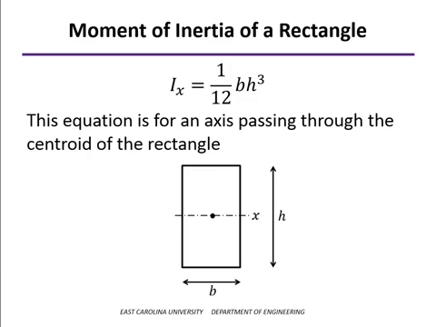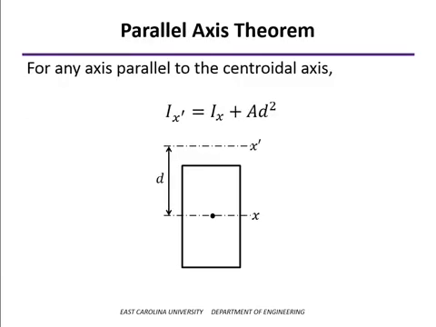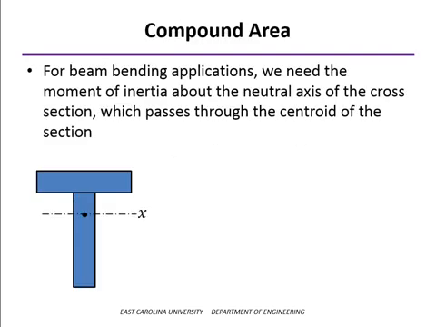Now, if we're looking for the moment of inertia about another axis, as long as that axis is parallel to the centroidal axis, we can use the parallel axis theorem. So, to find the moment of inertia about the axis that's labeled x prime here, we would take the 1/12 bh cubed and add to that the area of the rectangle times d squared, where d is the distance between the two axes. Now, we'll use this to be able to find the moment of inertia of a compound area.